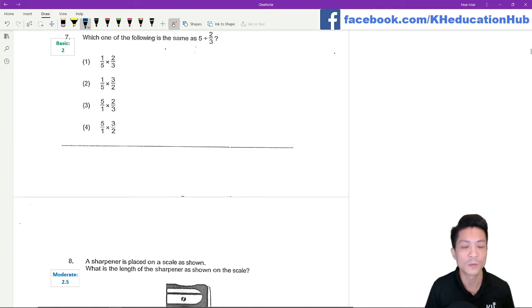Question 7. Which one of the following is the same as 5 divided by 2/3? We're going to change it into a multiplication first. It's going to be 5 multiplied by 3 over 2. Okay, if you put it over a denominator of 1, then it'll be the same as number 4.